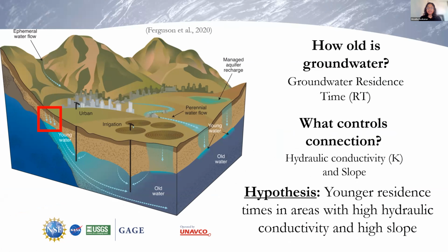And this is really important because if we want to use a resource, we need to know where it's actually being replenished. And places with the youngest groundwater point to those infiltration sites. The other question that we really want to address is what controls the connection between groundwater and surface water? There's a lot of complex factors that can contribute, but one main factor is a quantity called hydraulic conductivity, which basically describes how easily water can flow through a given material.